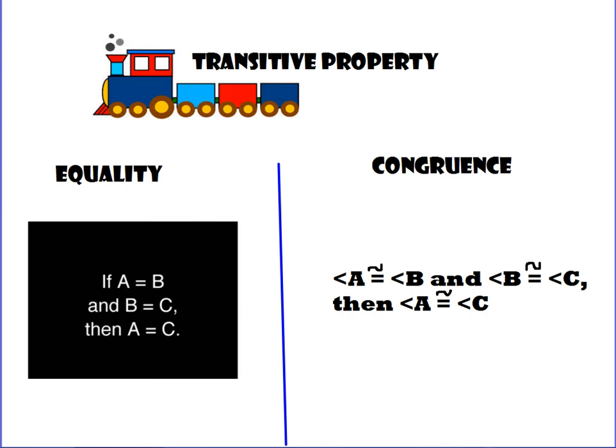Transitive property. I think I mentioned this the other day when we were talking about syllogisms. You've got a little train, chugga chugga, woo woo. You have the transitive property of equality and congruence. This is a lot like syllogism, so you're going to see some repetition. On equality, we have if A equals B and B equals C, the repeated piece goes away and you go straight from A to C. Same thing for congruence: angle A is congruent to angle B, and angle B is congruent to angle C. Therefore, angle A is congruent to angle C. That part just goes away. Make sure you write that down in your notes.